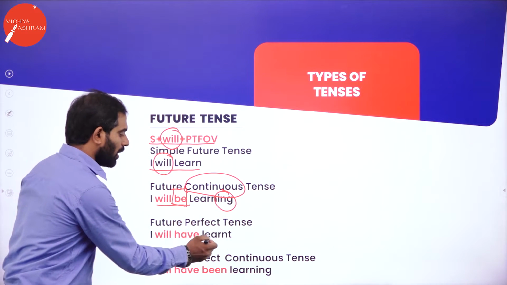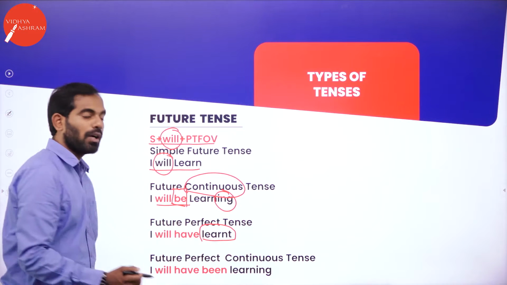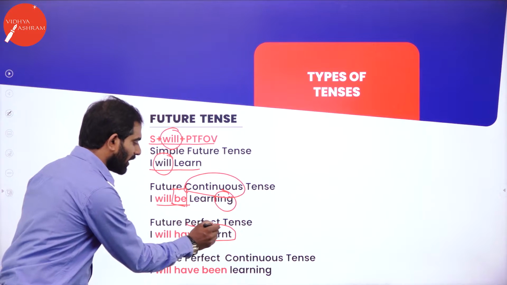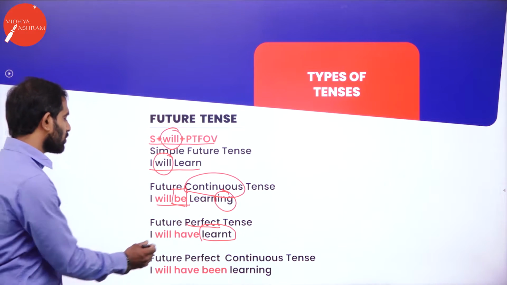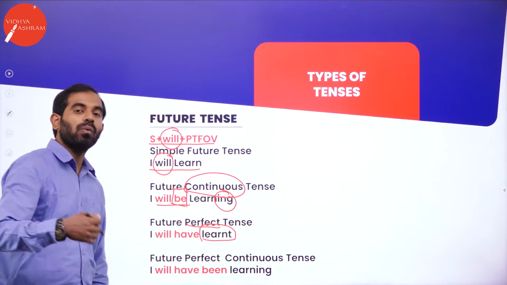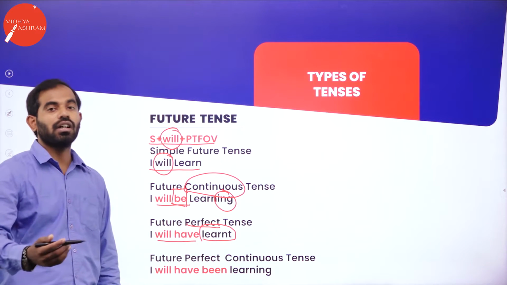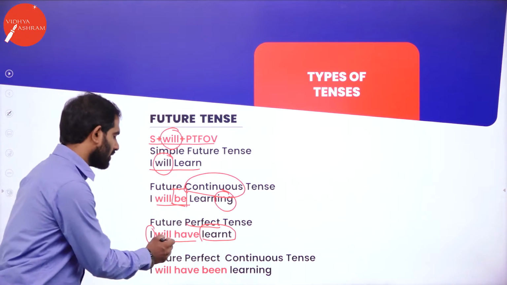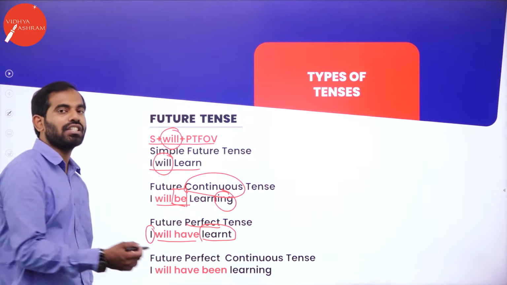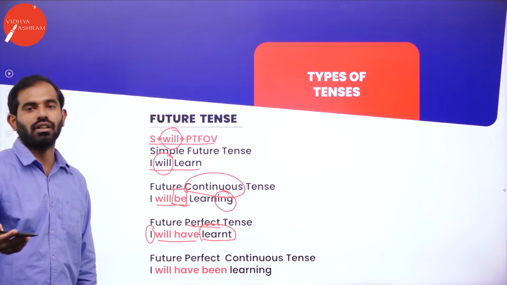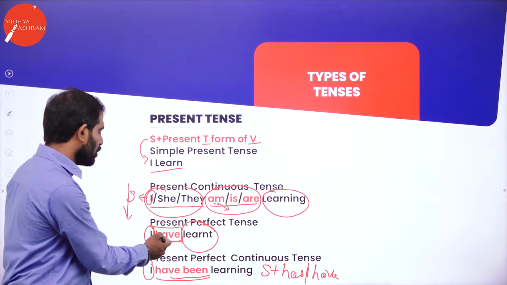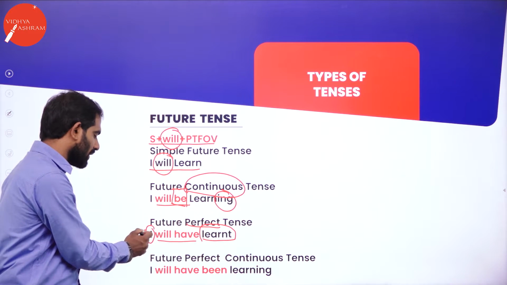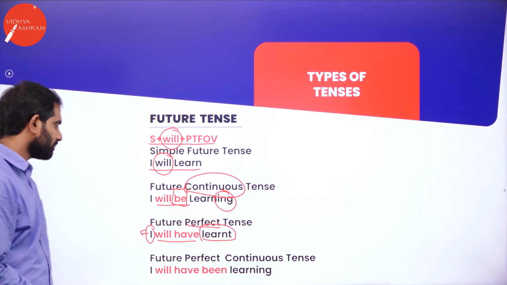In future perfect, remember this V3: the main verb will always be in V3, the third form of the verb, when it comes to perfect tense. It will never change. So I will have learnt, she will have learnt, they will have learnt, it will have learnt. Here, even though the subject changes, auxiliary verbs remain the same. You cannot say she will has learnt. If you go back, I have learnt, she has learnt. But when you come to future perfect, no matter what the subject is, will have will never change.